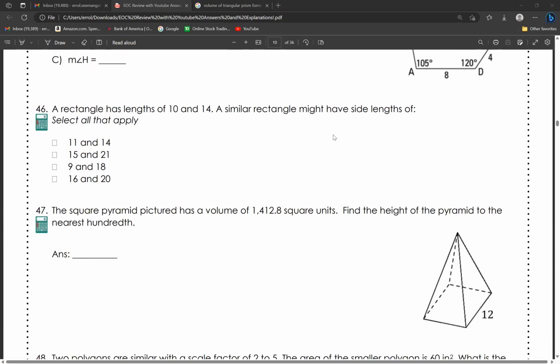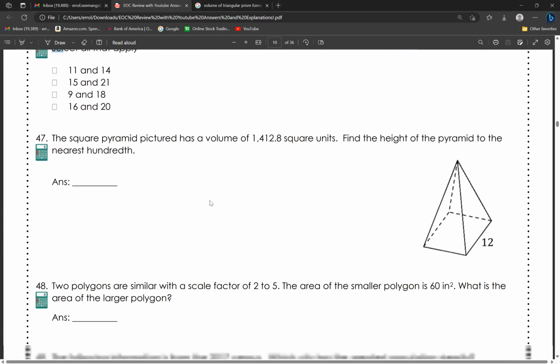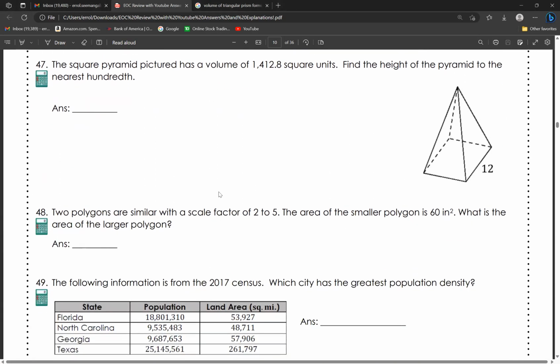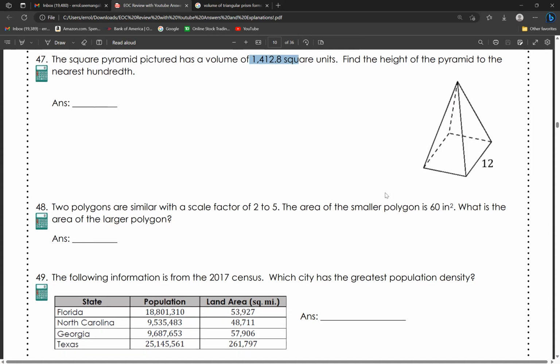46, a rectangle has lengths of that. A similar rectangle might have side lengths of that. For this one, just set up your ratios. 47, a square pyramid has a volume of that. Find the height of the pyramid to the nearest 100. Just use your formula for the volume of a pyramid. That one's pretty straightforward.